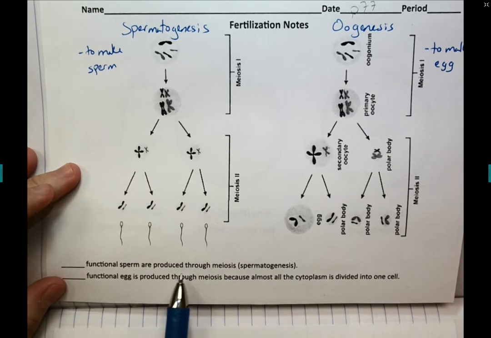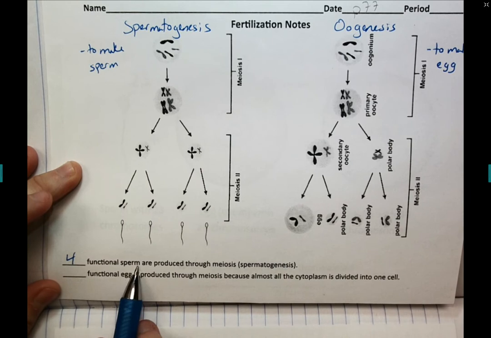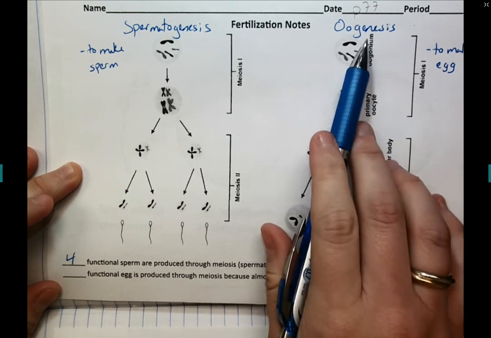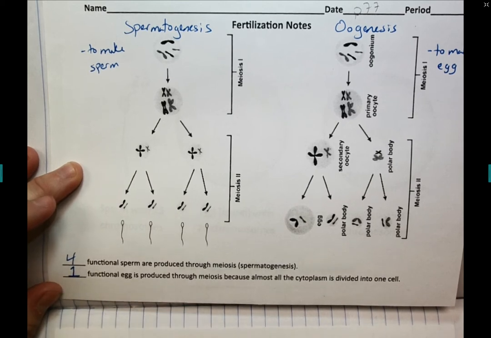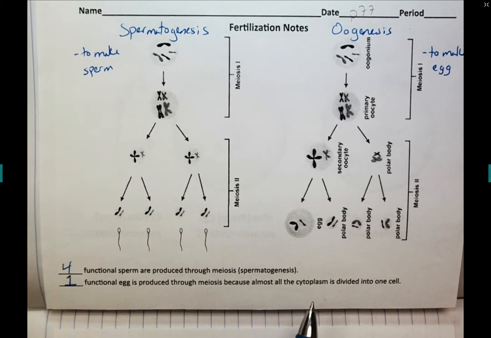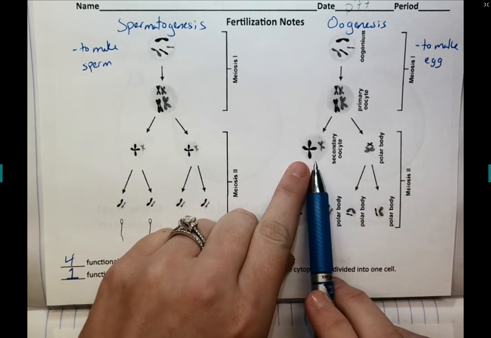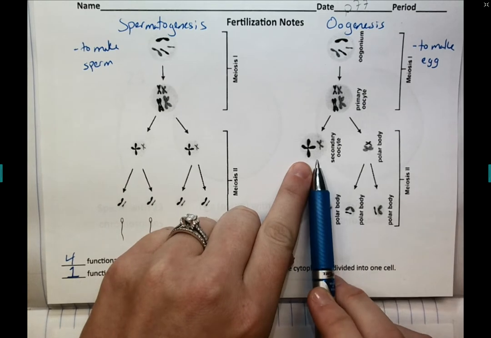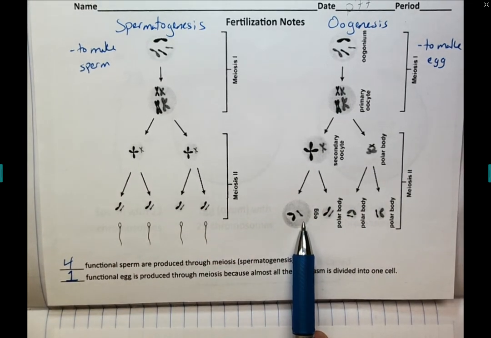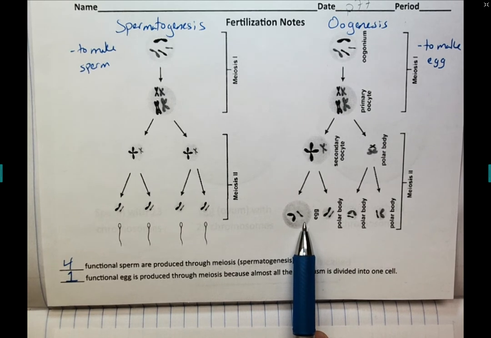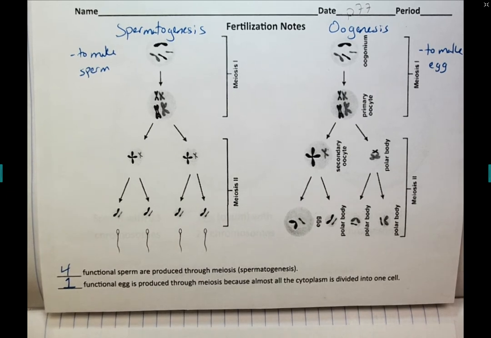So in males, for spermatogenesis, we get 4 functional sperm, but in oogenesis for the female, we only get 1 functional egg because almost all of the cytoplasm is divided into that one cell. We can see how giant this cell is versus the polar body. So we only get 1 functional egg in females for oogenesis, but in males, we do get 4 functioning sperm.